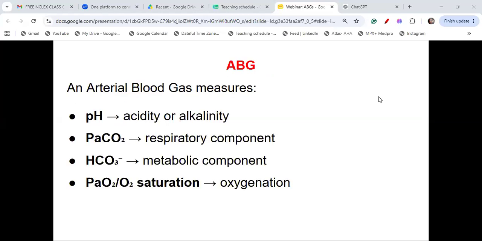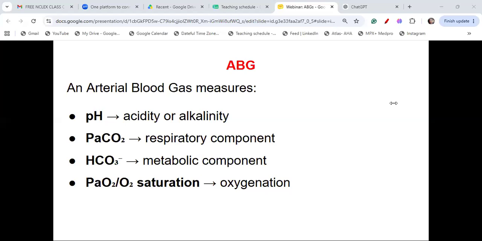ABG in full is arterial blood gas. You'll find many patients in the ICU. We rely mostly on this test to check how they are faring, especially the amount of oxygen that's getting into their blood, because most of them are dependent on a mechanical ventilator.